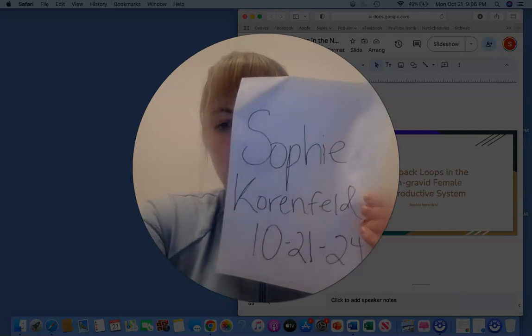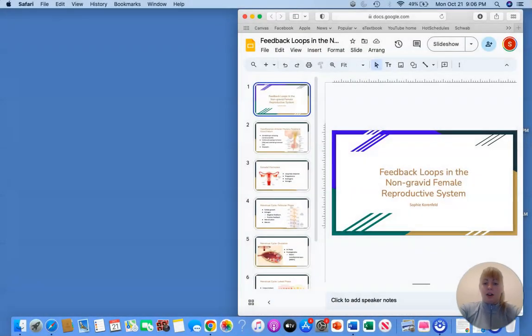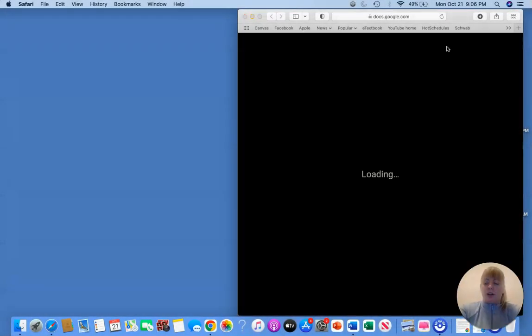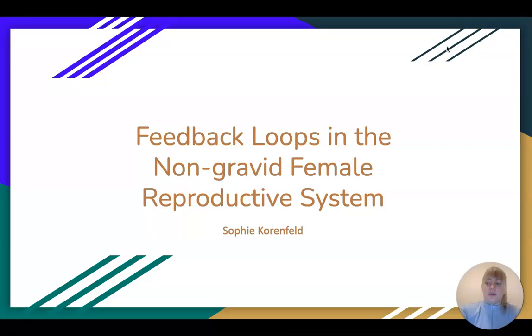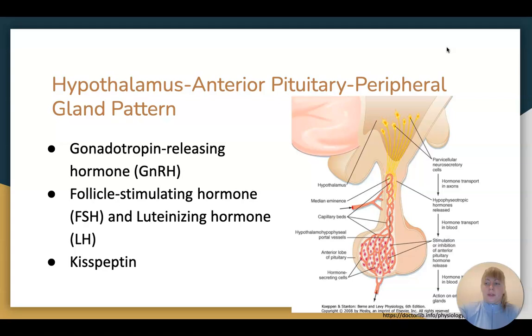Today is October 21st, 2024, and I have chosen to do my presentation on the feedback loops in the non-gravid female reproductive system. The hormonal control of reproduction in both sexes is based on the basic hypothalamus, anterior pituitary, peripheral gland pattern. Gonadotropin releasing hormone, GnRH, from the hypothalamus controls secretions of two anterior pituitary hormones, follicle stimulating hormone, or FSH, and luteinizing hormone, LH.